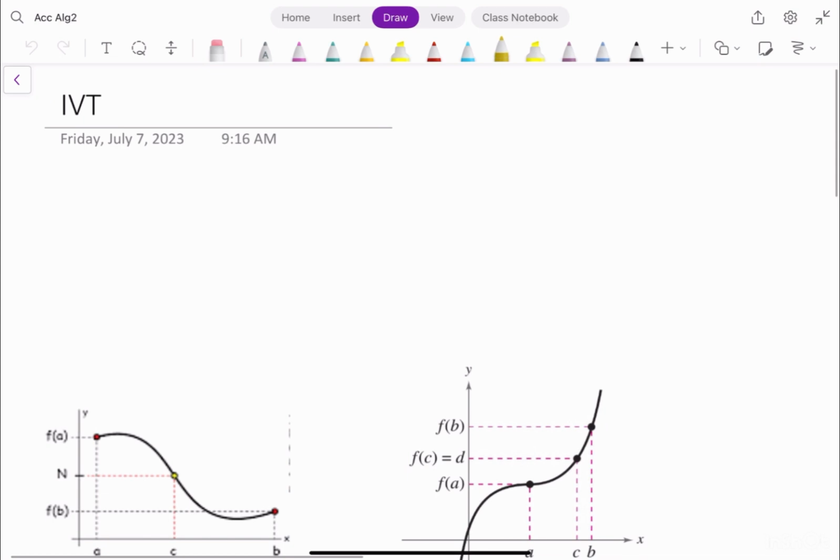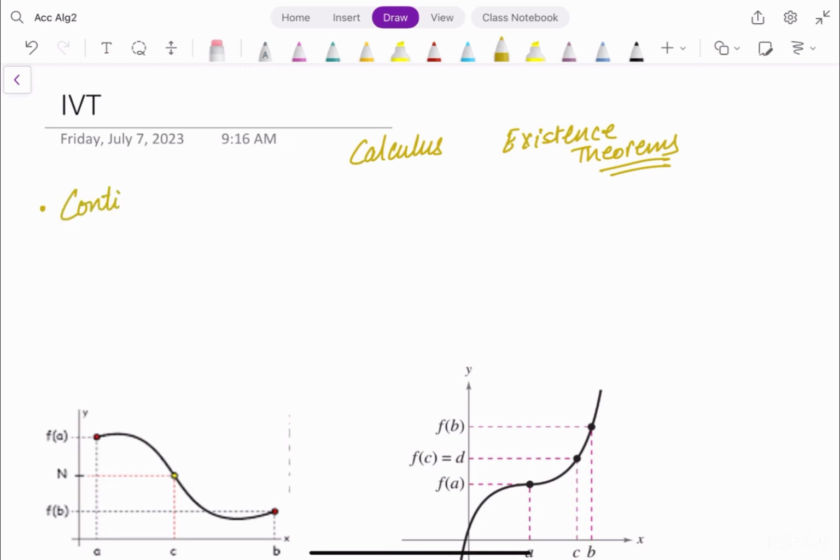So now the last important thing and very, very crucial is IVT, or intermediate value theorem. There is a big section of IVT in calculus as well. You will get free response and multiple choice questions related to this topic. This is one of the existence theorems that you will learn in calculus. For the intermediate value theorem, continuity and the closed interval are the two prerequisites, right?